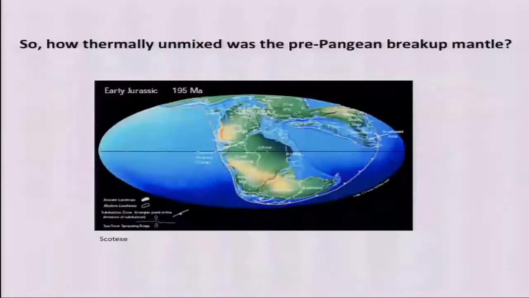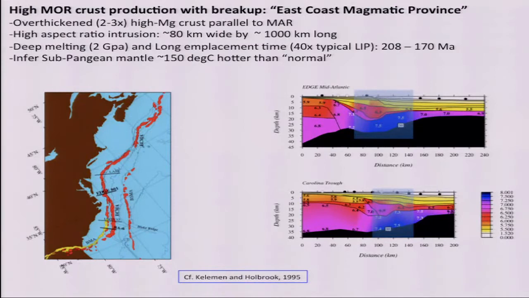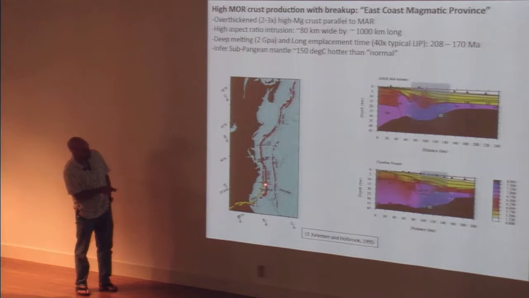Now, let's see where this goes with Shiji. So how thermally unmixed was the Pangaean mantle? Well, we've got one data set. That's it, right? Kellerman and Holbrook, actually following a lot of work by Steve Holbrook in the Atlantic, mapped out the East Coast magmatic province, which is basically delineated by the East Coast magnetic anomalies, this red thing. It's a long, skinny guy.